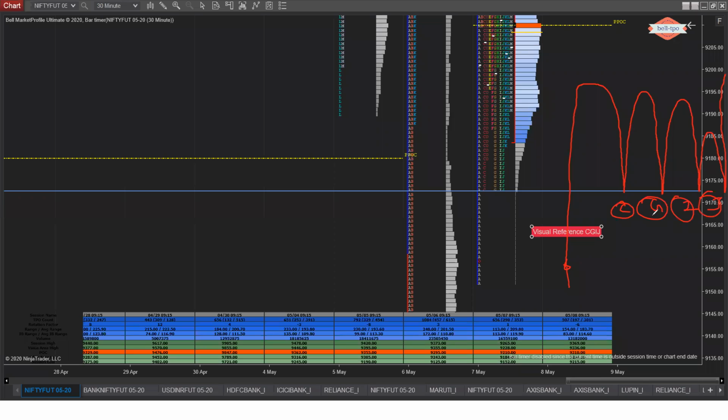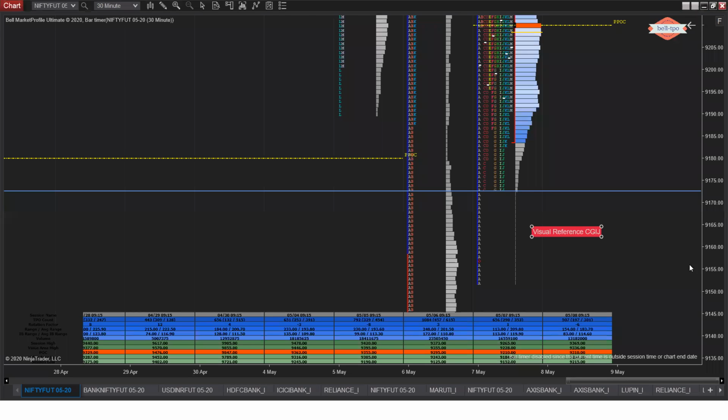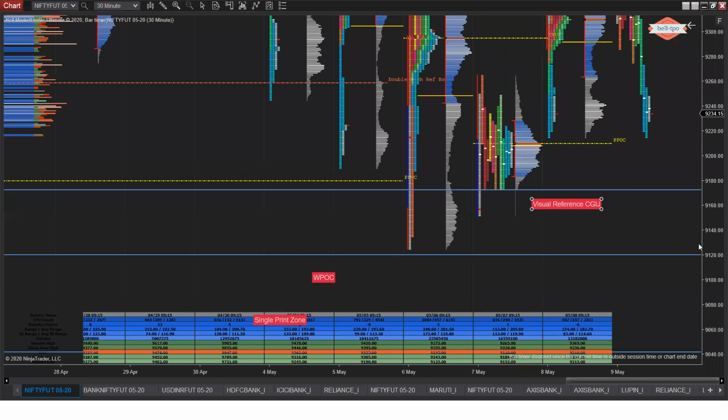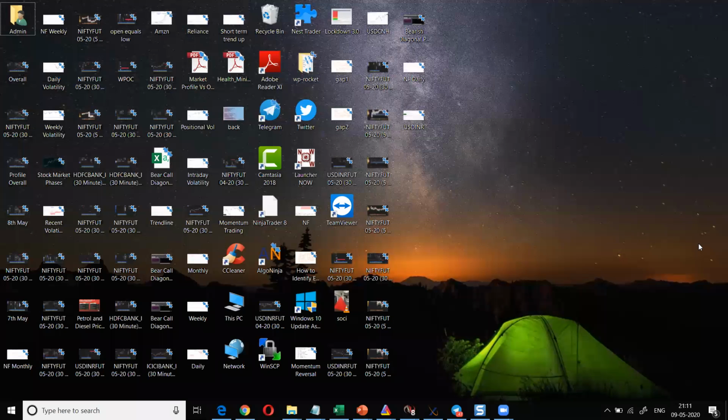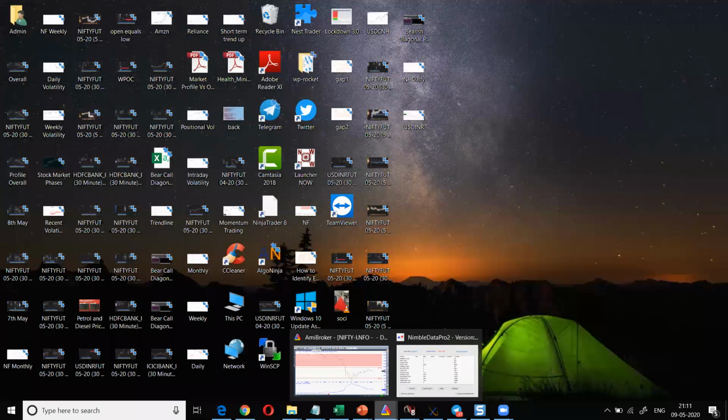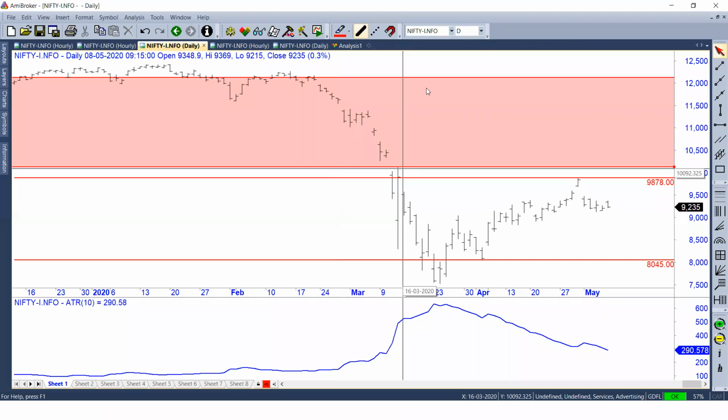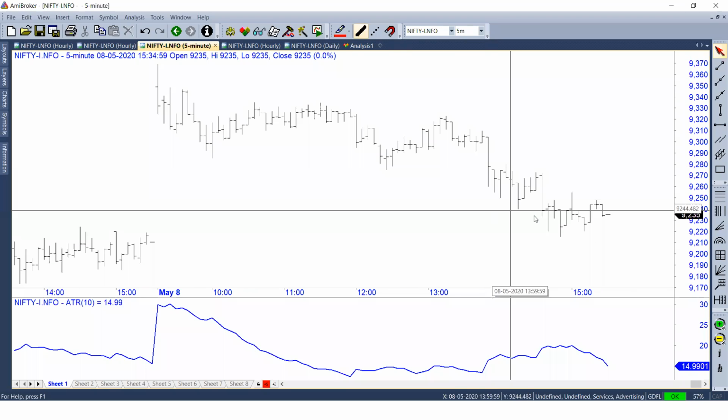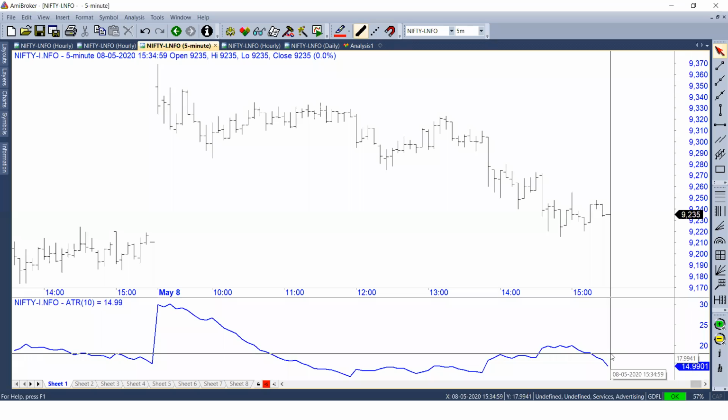So maybe if you're watching from a 5-minute chart, let me show you how the candlestick chart looks. Probably if you're not a market profile kind of guy, if you're watching from the candlestick chart, let me show you how the 7th May activity went. That's where the market profile, let me show you in 5-minute charts. This is on May 7th activity. Let me go to the May 7th activity.